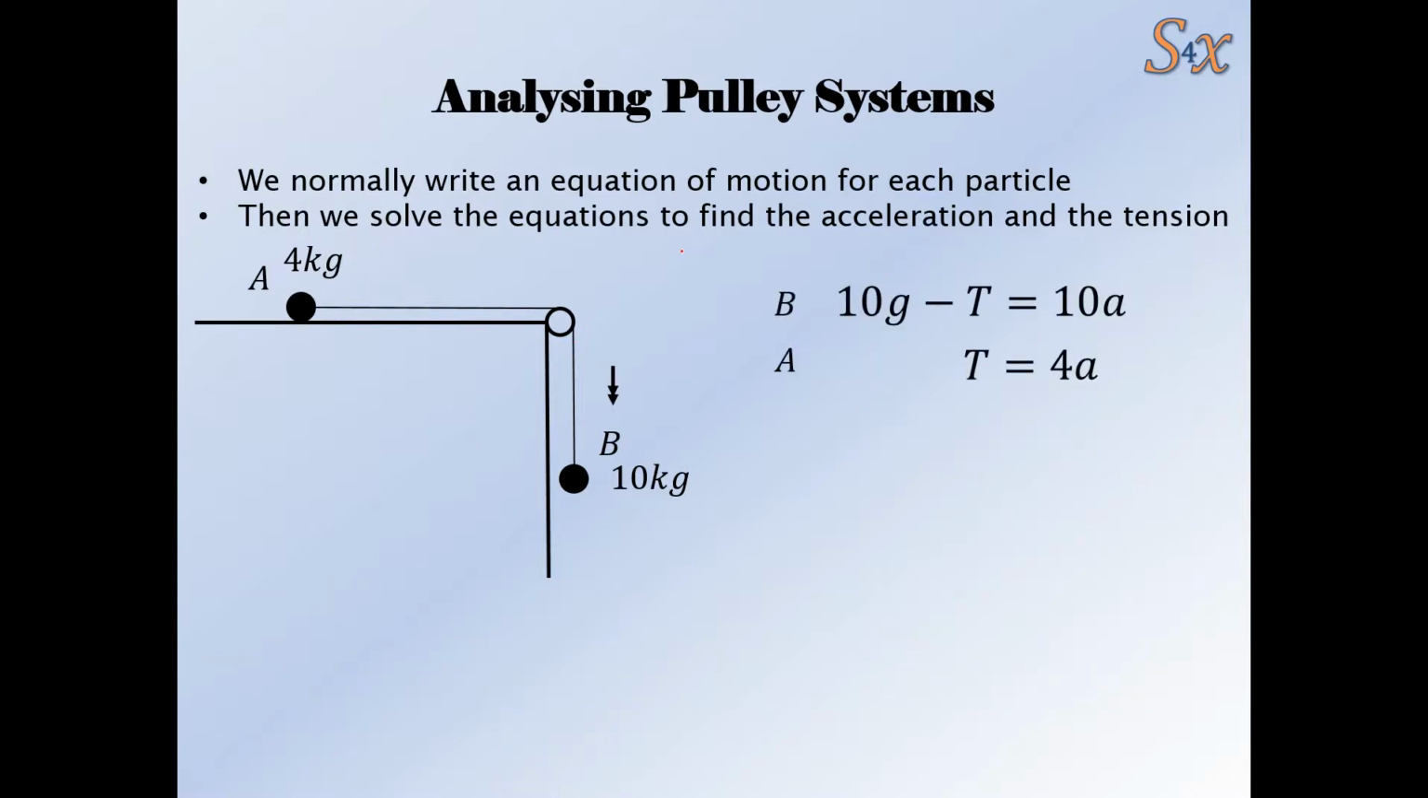So here's my two equations of motion. Now the things I don't know are the tension and the acceleration. Remember, g is just a constant of 9.8. I don't need to solve for that. It's just something I can substitute in later in the question.